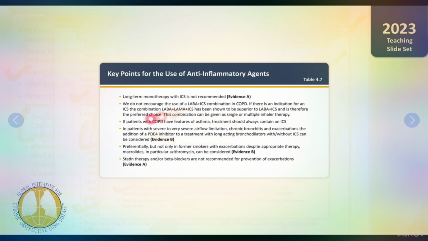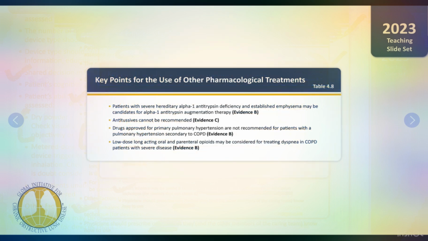Then they are telling that in patients with severe to very severe airflow limitation and chronic bronchitis with exacerbations, the addition of a phosphodiesterase-4 inhibitor to treatment with a long-acting bronchodilator, with or without inhaled corticosteroid, can be considered. Preferentially, but not only, in former smokers with exacerbations despite appropriate therapy, a macrolide, in particular azithromycin, can be used. And they are telling statin therapy or beta blockers are not recommended for the prevention of exacerbations.